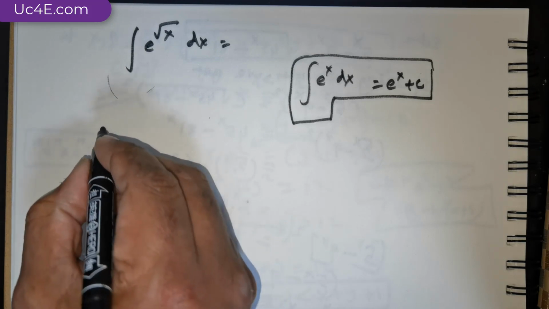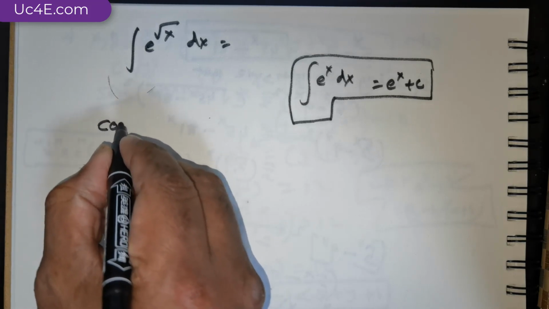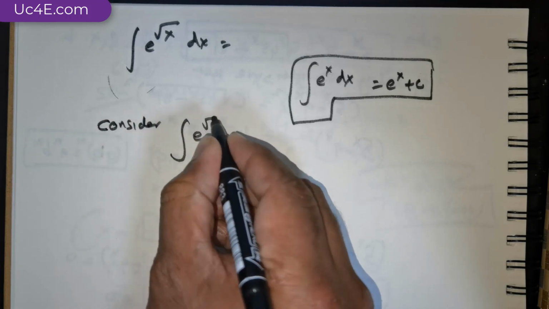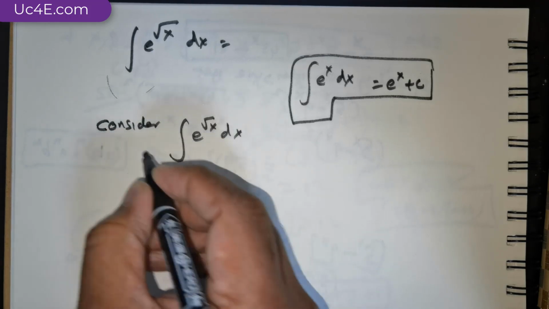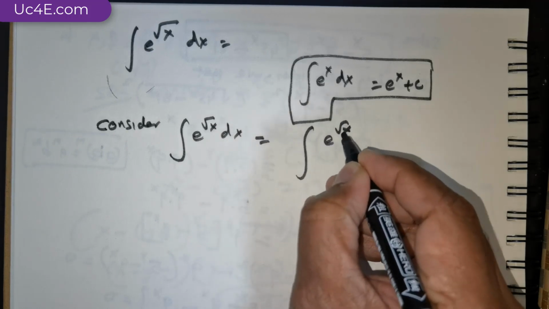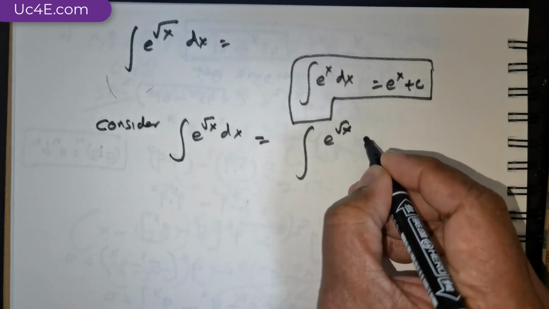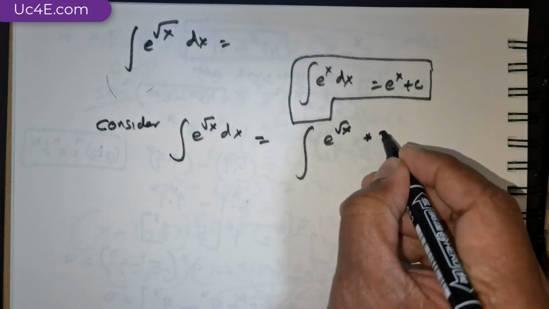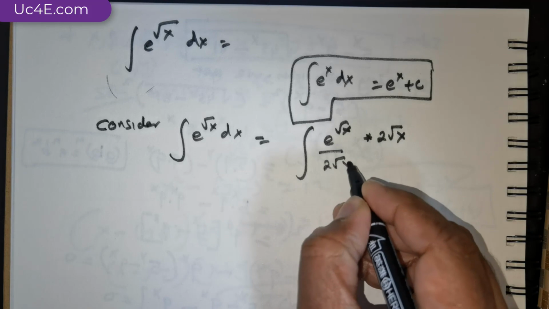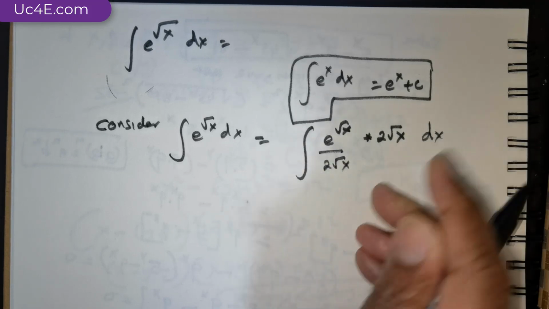Now what I wish to do is some slight alteration. Let me start off by stating, consider the integral of e raised to the power of root of x times dx. I'm going to write this as e raised to the power of root of x. I wish to multiply the numerator by 2 times root of x and divide it by 2 times root of x. Of course, I got the dx there.